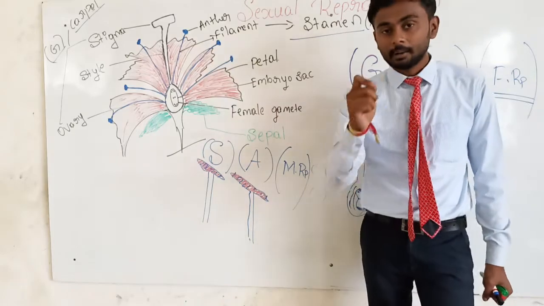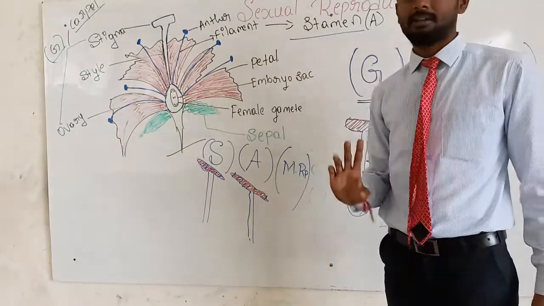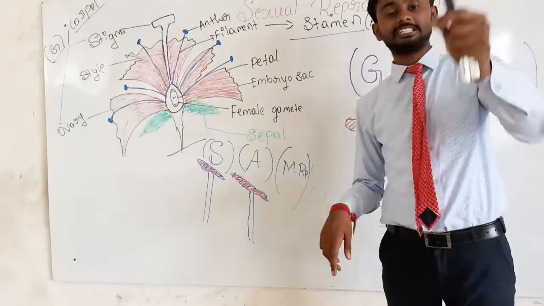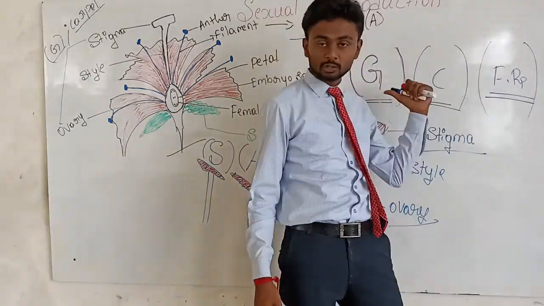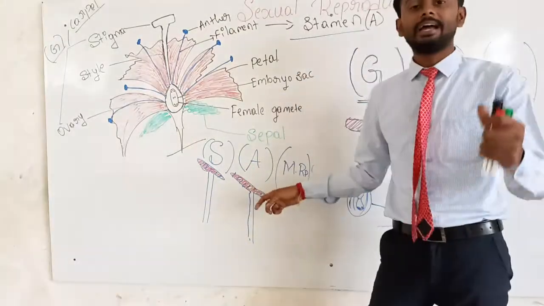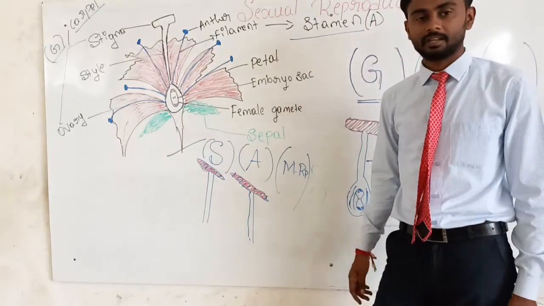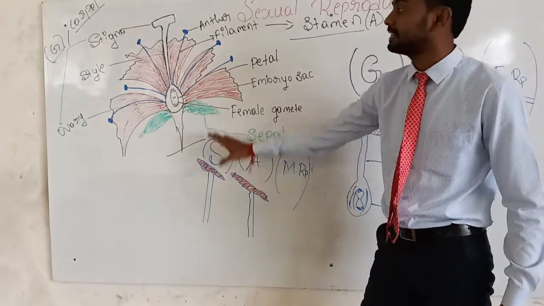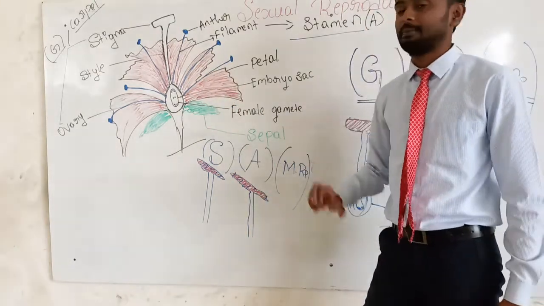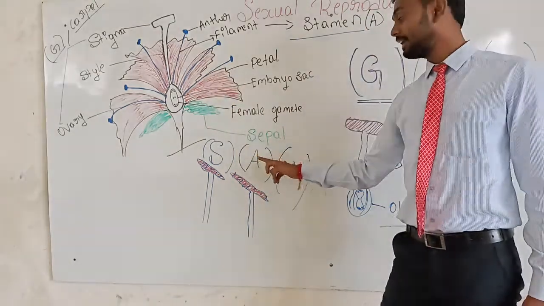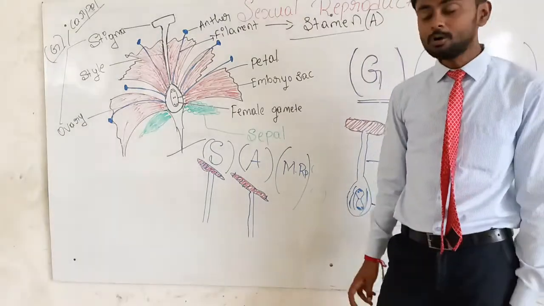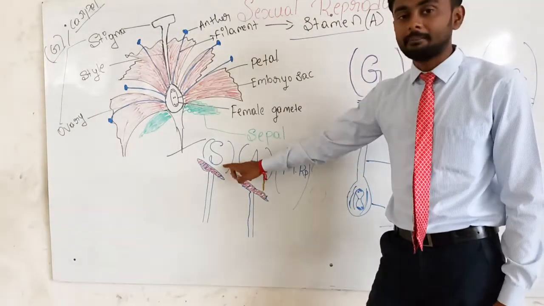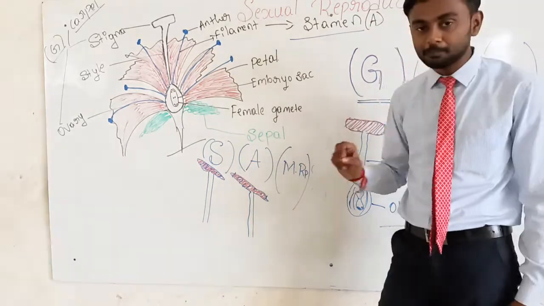The stamen is a male reproductive part in the flower. The stamen is also known as what? Androecium. Female is known as gynoecium, but male is known as androecium. Which one? Stamen. The stamen is also known as androecium, and androecium is also known as stamen. The stamen is nothing but the male reproductive part.